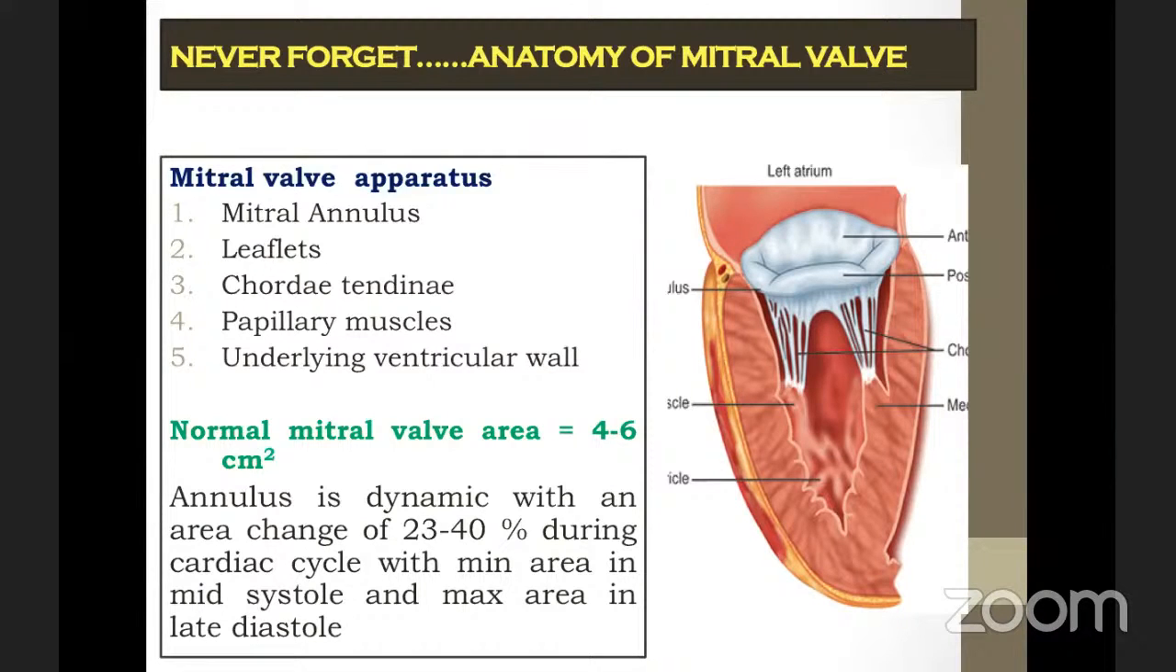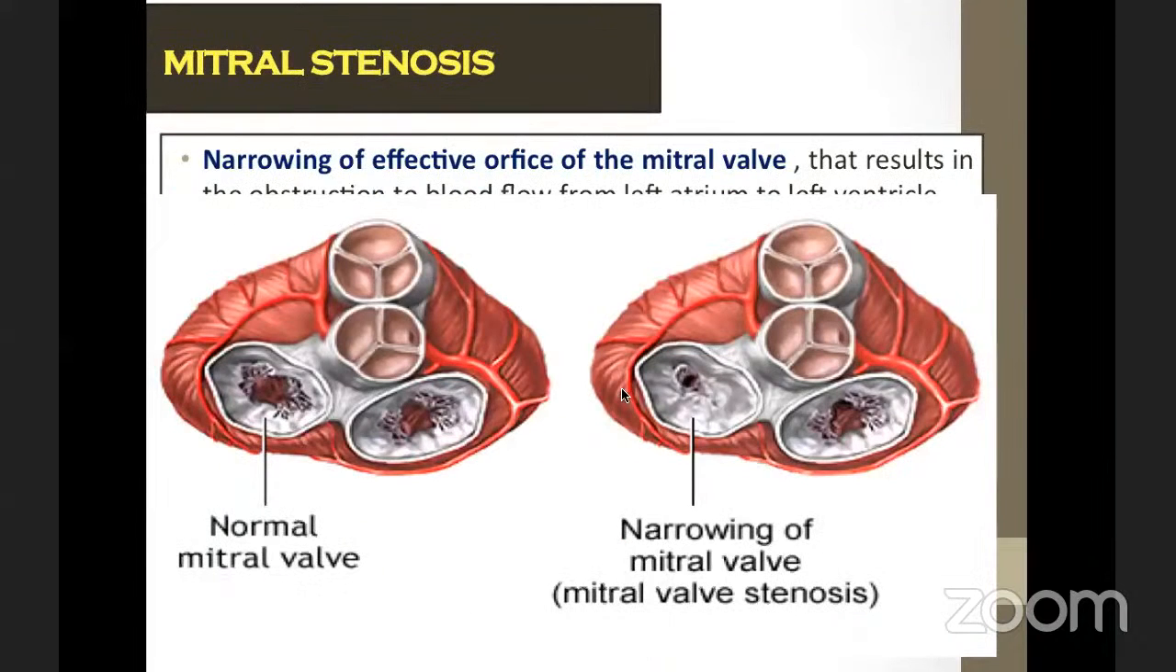The annulus is mostly dynamic, with an area change of 30 to 40% during the entire cardiac cycle. The minimum area occurs during mid-systole and the maximum area during mid-diastole. So what is mitral stenosis? You can see the normal mitral valve, and there is much narrowing of the mitral valve. If there is narrowing, the blood that should go from LA to LV cannot go, so there is a decrease in cardiac output.